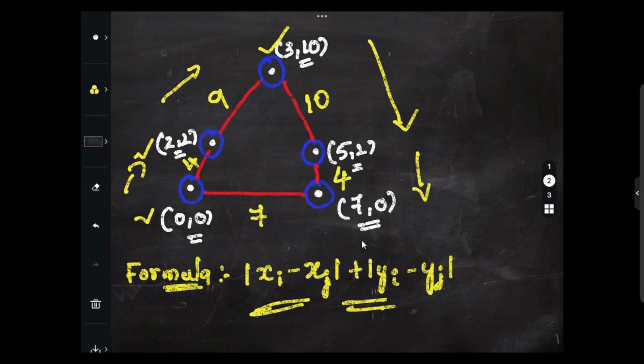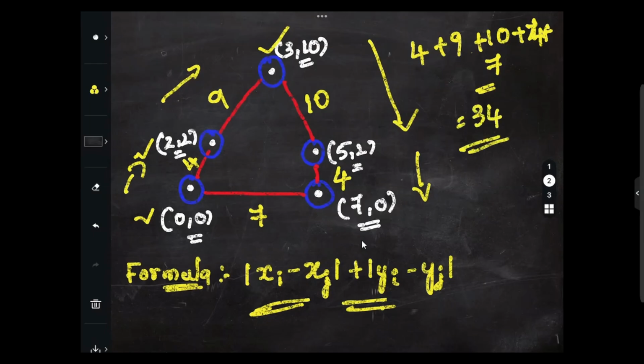So we are adding everything now. 4 plus 9 plus 10 plus 4 plus 7. So this will be 19, 23, 23 plus 4 is 27, 27 plus 7 will lead us to 34. So the total cost this is giving here is 34 in this case.